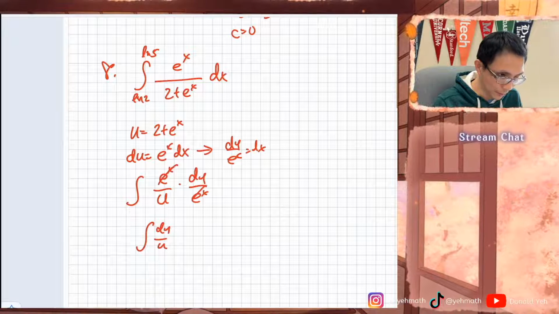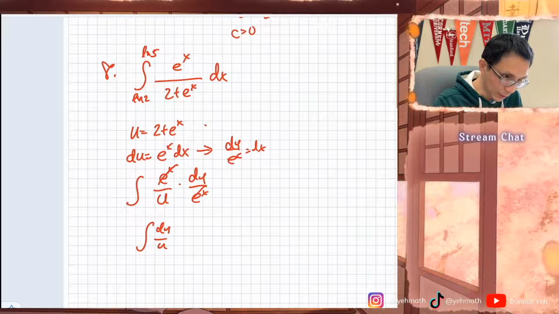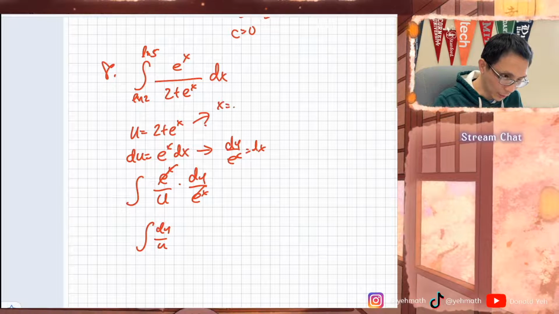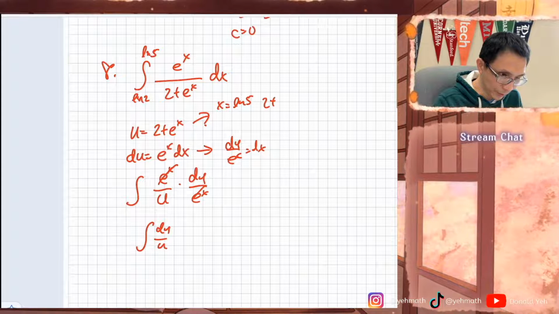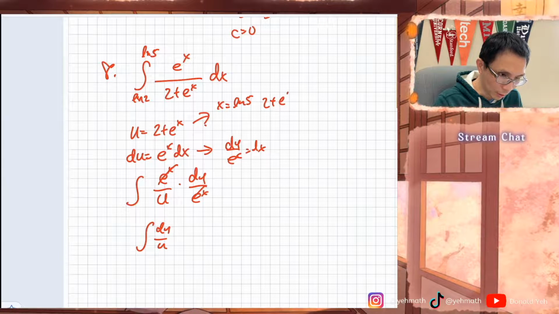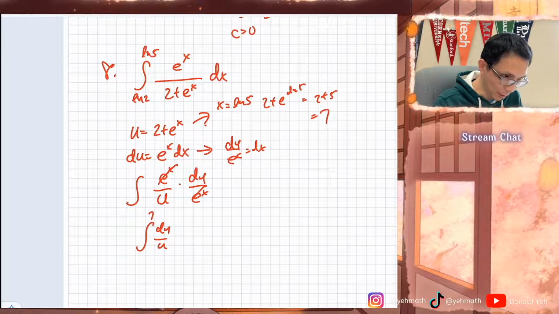This cancels out. This is going to be du over u. Does that make sense? And then I'm going to plug in here. So I'm going to plug in x equal to ln of 5. So that's going to be 2 plus e to the ln of 5, which is 2 plus 5, equal to 7. So the upper bound is 7. The lower bound is going to be 4.